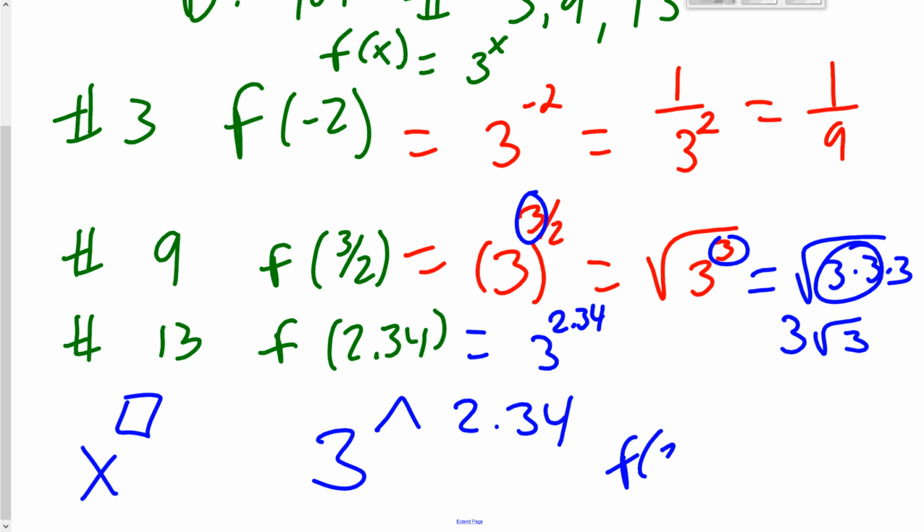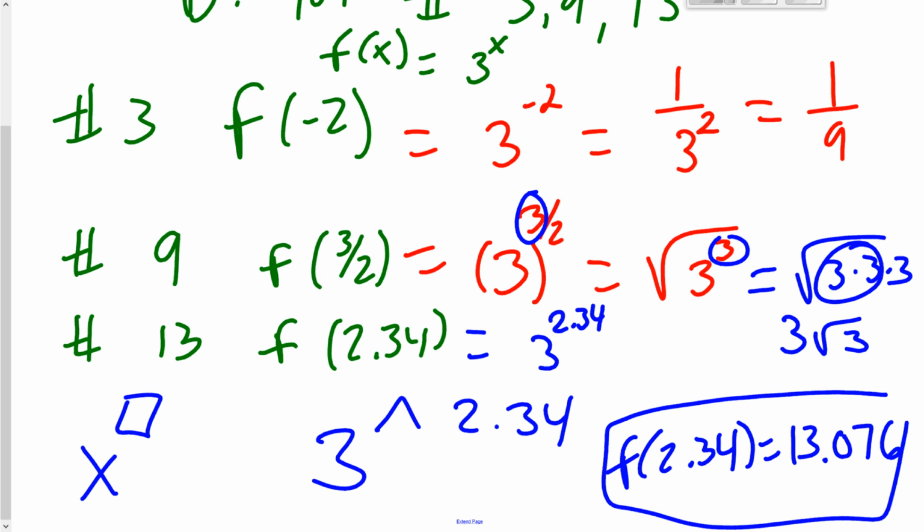So f of 2.34 is equal to 13 to the nearest thousandth. Okay, so there's your answer for number 13. Okay, so there you go, all done. That's it for that concept.